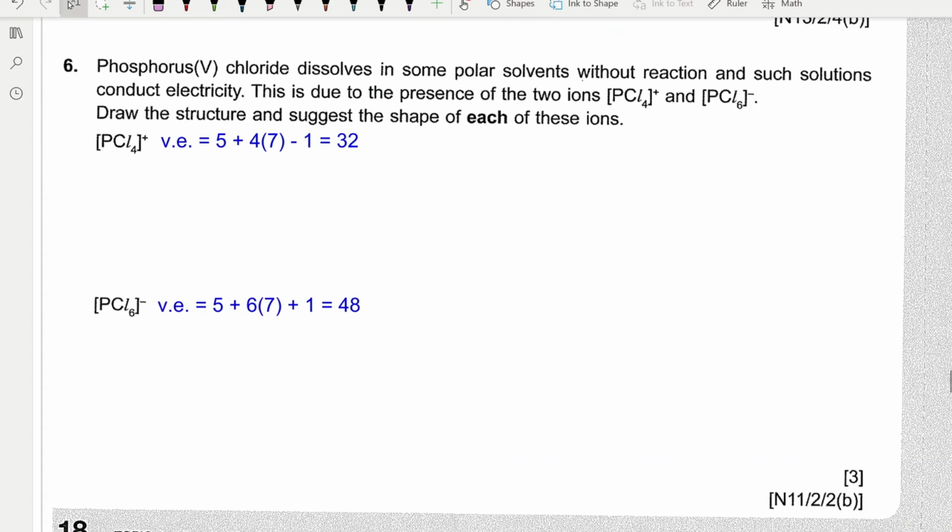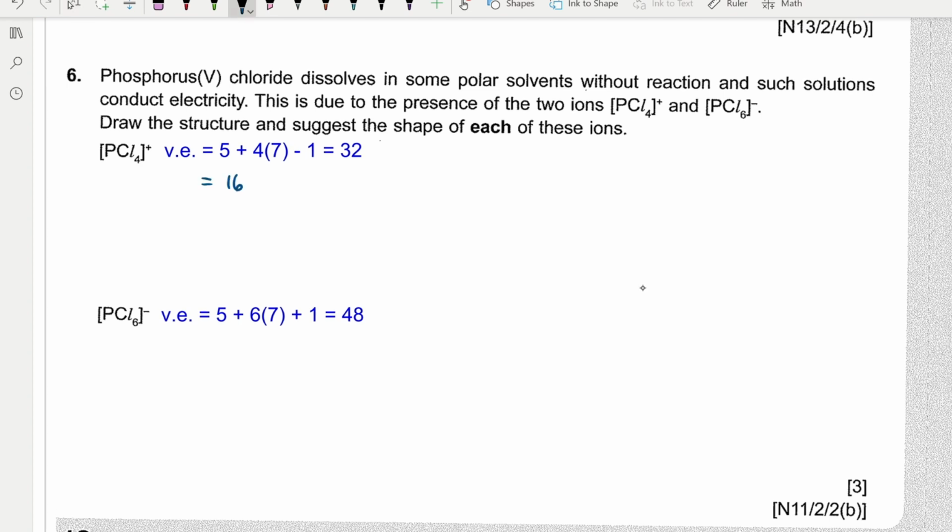Question 6. Phosphorus(V) chloride dissolves in some polar solvents without reaction, and such solutions conduct electricity. This is due to the presence of two ions. Draw the structure and suggest the shape of each ion. First we calculate how many valence electrons we are dealing with. We have a total of 32 electrons in PCl4+. That makes 16 pairs, whereas PCl6- has 48 valence electrons in total, so that's 24 pairs.